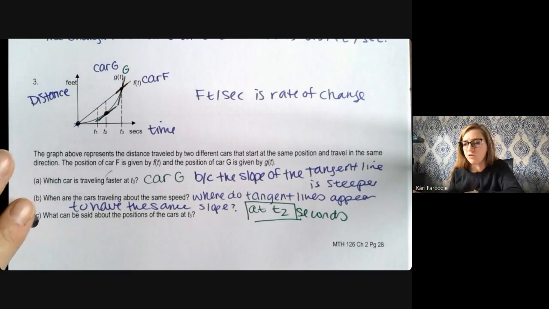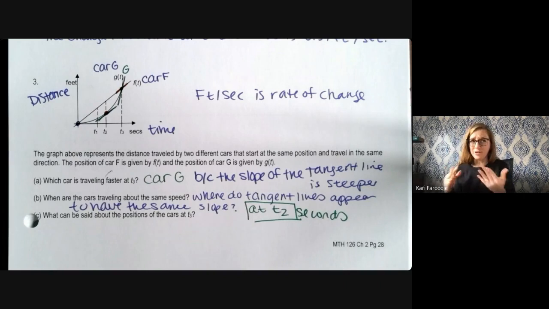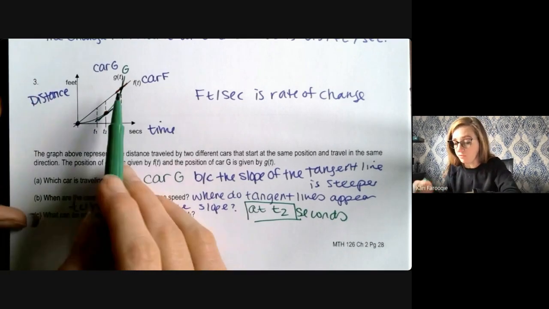All right, so these are kind of tricky. Interpreting the derivative is a little bit harder than actually just computing the derivative. Now, what can be said about the positions of the cars at t sub 3? The positions means where they're located. And we know that at t sub 3, they've traveled the same distance.